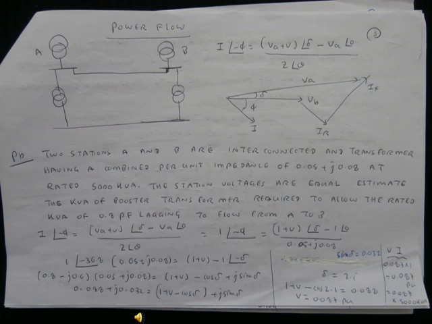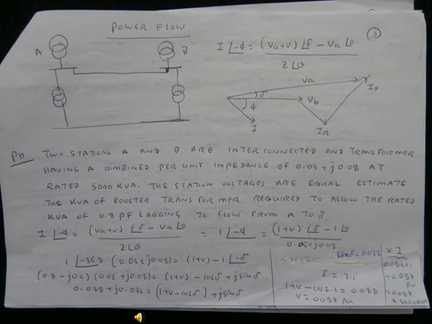So the two stations A and B are connected and joined with the per unit impedance 0.05 plus J 0.08, rated at 5,000 kVA. When the station voltages are equal, we have to calculate for 0.8 power factor lagging the kVA of the booster transformer.